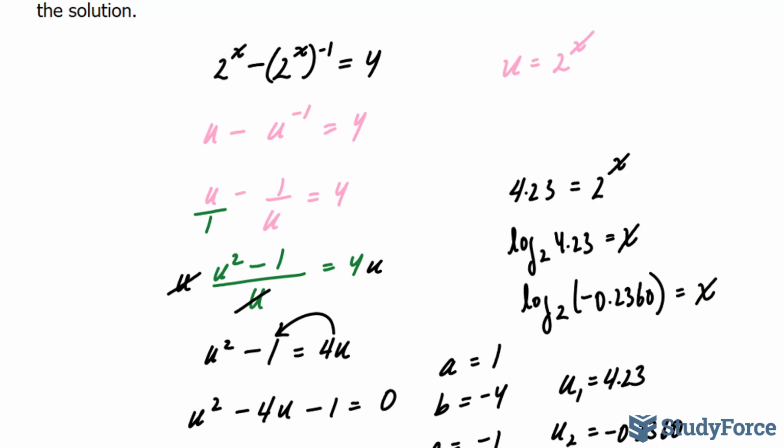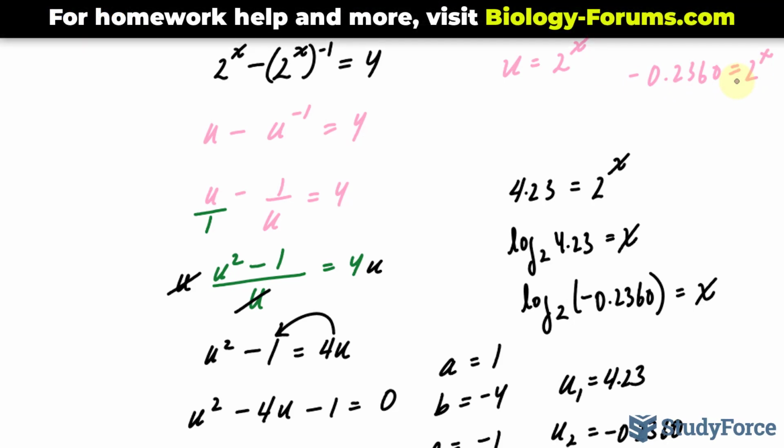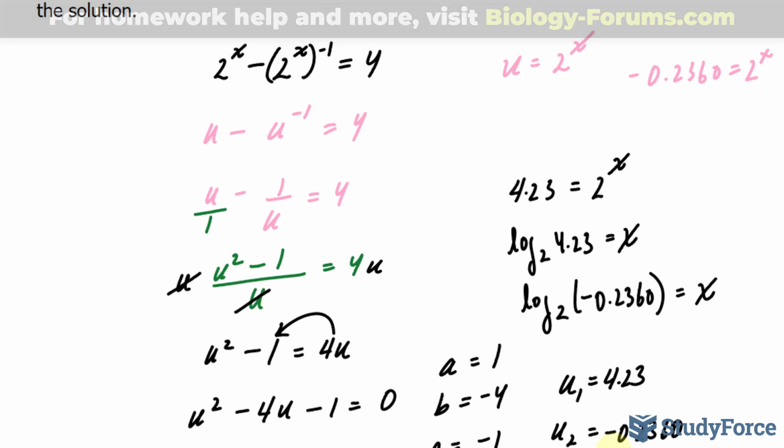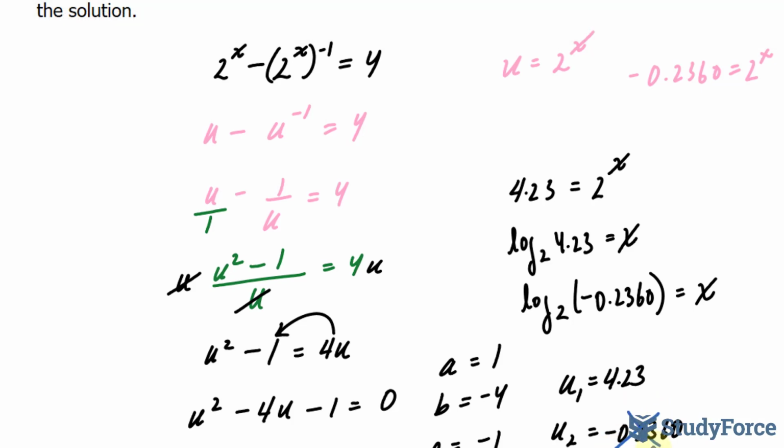Now, something we all know about logs is that if this number is a negative, you can never find a solution. Think about it. If I substitute negative 0.2360 into here, there's no possible x value that will give me a negative output, because our base is positive. So we can eliminate the fact that this is even part of the solution.